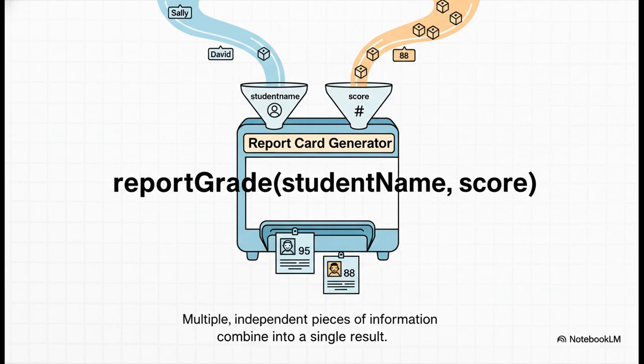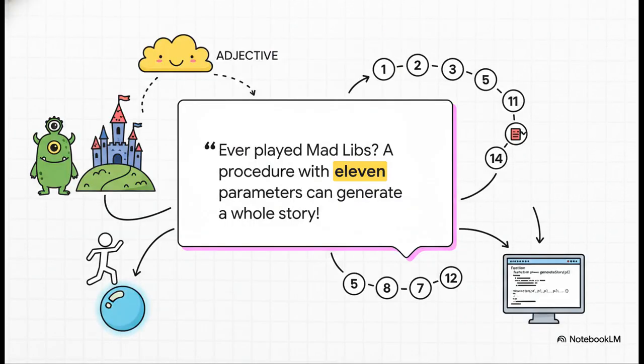So here, this report grade procedure needs 2 things to do its job: a student's name and their score. By passing in both, we can get a super specific, custom report with just one simple line of code. This is where that Mad Libs analogy from the source material just hits it out of the park.